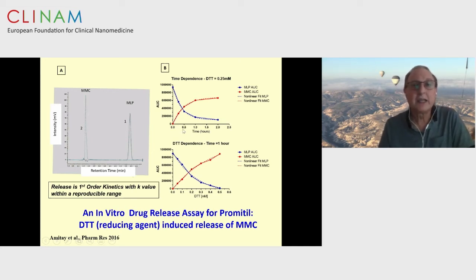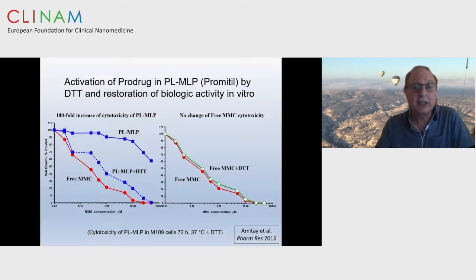It can be done by modifying the concentration of DTT, or by modifying the time of exposure, and you will see that MLP transforms into mitomycin C in your HPLC. And pharmacologically speaking, we have shown very clearly this effect of activation in vitro assays in which we use PLMLP.